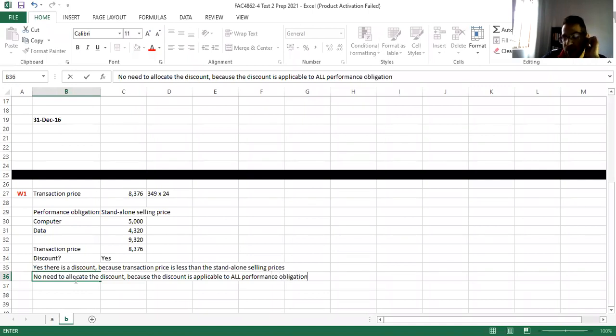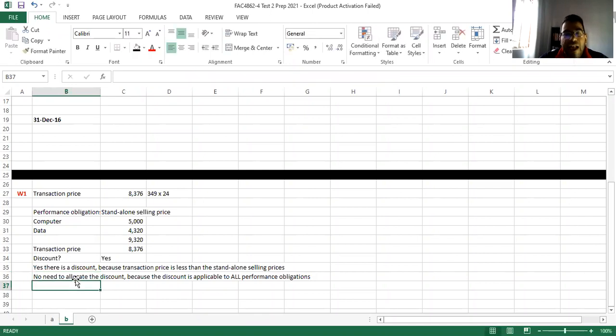If the discount were only applied to one of the performance obligations, then we'd have to make some additional allocation. But because it applies to both, we're going to end up with the same number. So there's no need to do an allocation for the discount. So please take note of that.